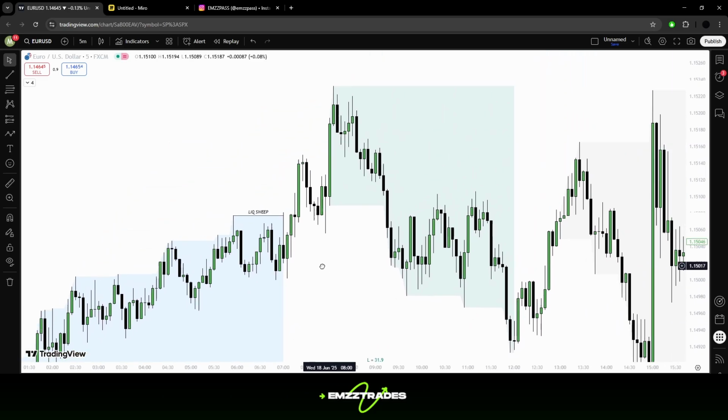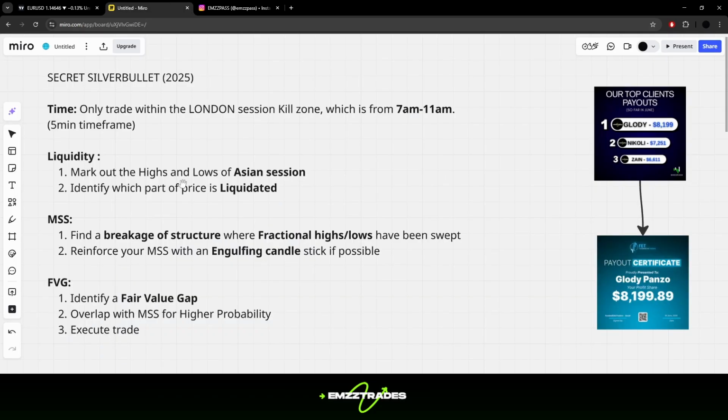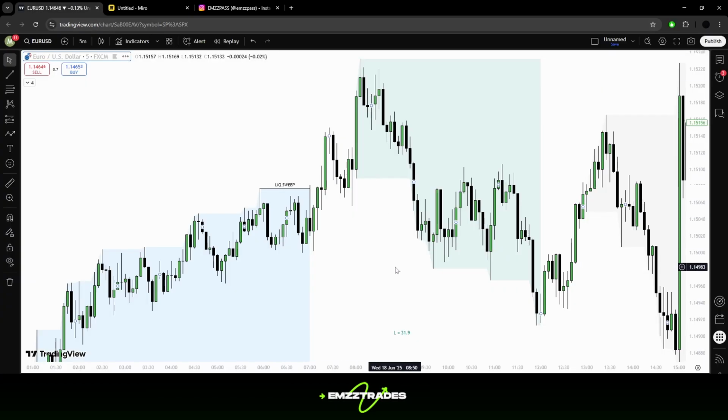But all you need to do from here on out is, since the highs have been swept, we trade the reversal. So we will trade towards the lows, and we will short these positions. Since the highs have been swept, we're going to be finding a break of structure where fractal lows, instead of highs, have been swept, and then we can reinforce our market structure shift and go for a candlestick confirmation if possible.